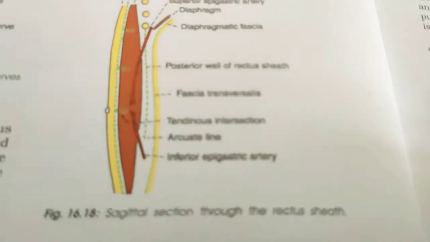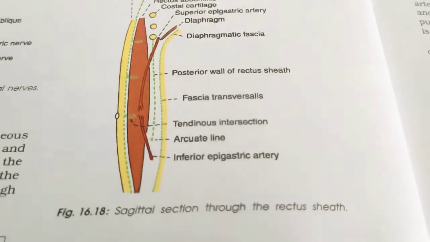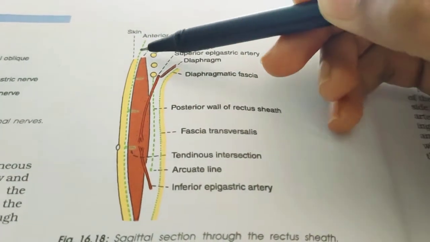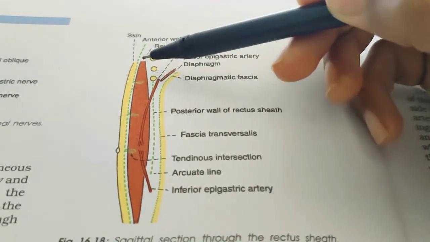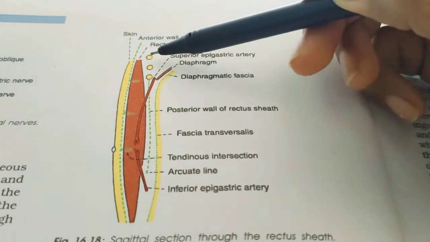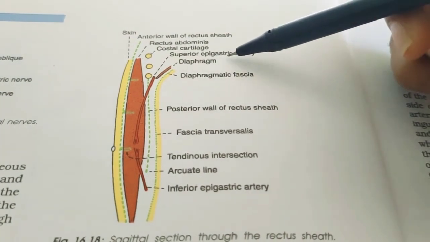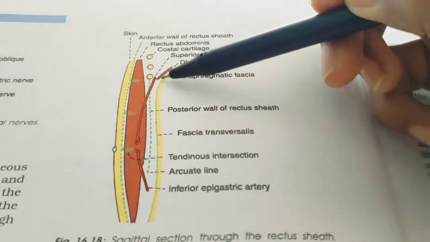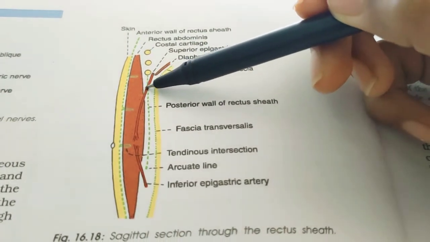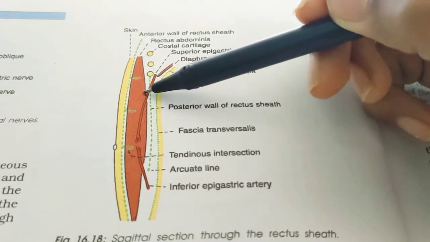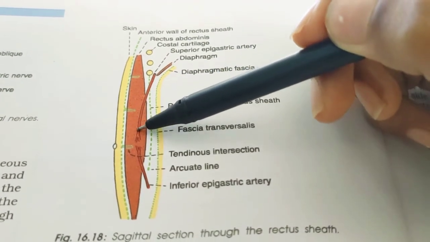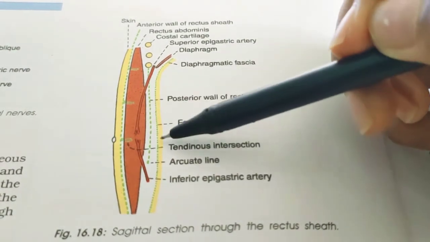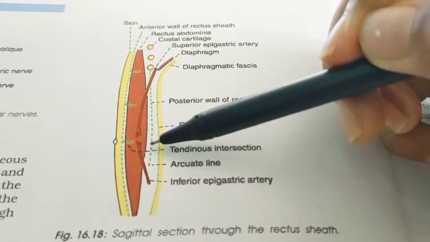You can also check out this diagram to understand this topic more clearly. You can see this is the skin, this is the anterior wall of the rectus sheath, and here you have the rectus abdominis muscle, and this is the costal cartilage. This is the superior epigastric artery which is passing between the costal cartilage and the diaphragmatic fascia. From there it will pass and pierce the rectus abdominis. After piercing it will come downward, between the anterior wall of the rectus sheath and the posterior wall of the rectus sheath.